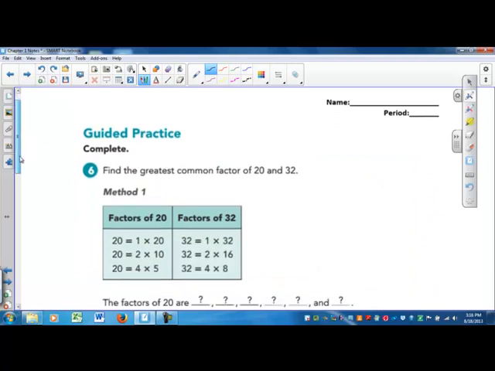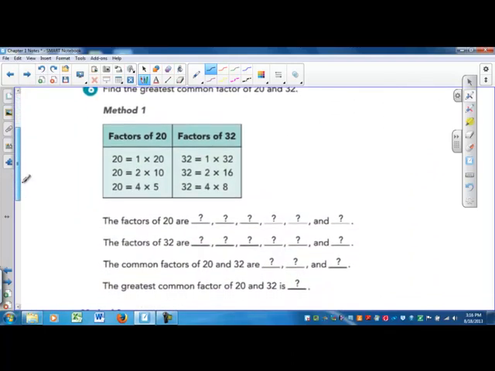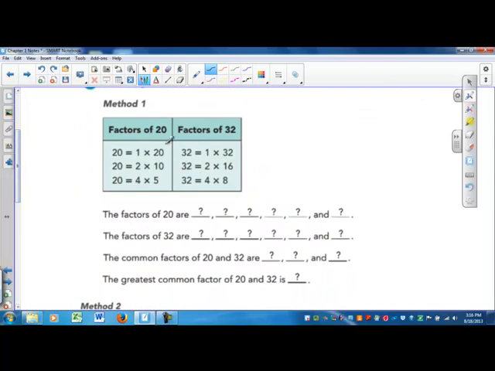Here we go. Find the greatest common factor of 20 and 32. You could look through here and say, okay, they have 1's in common. They have 2's in common. They have 4's in common. Do they have 5's? No. Do they have 10? No. Do they have 20? No, and obviously they don't have these then either. So what's the greatest common factor that they share? It is 4. That's using the list method.